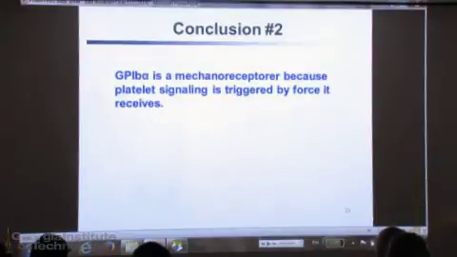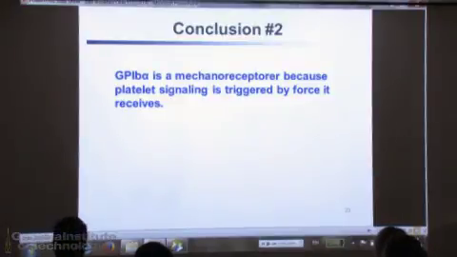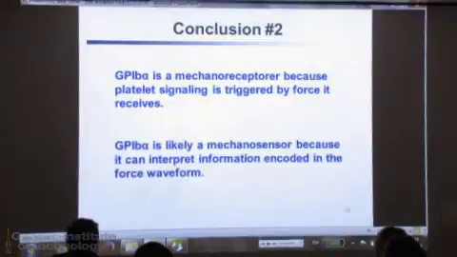Okay, so let me conclude. The second conclusion here is that GP1B alpha is a mechanoreceptor because platelet signaling is triggered by the force it receives. GP1B alpha is likely a mechanosensor because it can interpret information encoded in the force waveform.